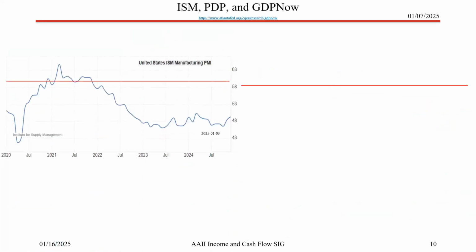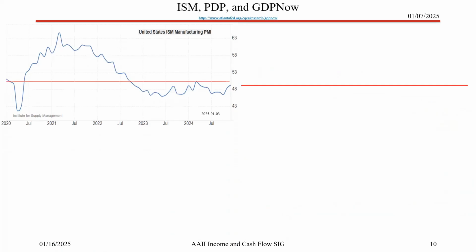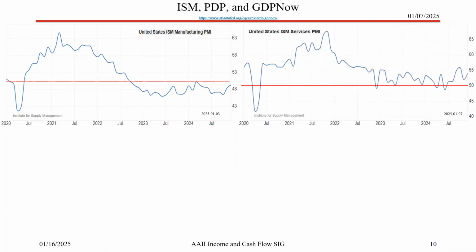Now, ISM manufacturing PMI has been below 50, which means contraction, for a long time. I think more than 2 years now. But then manufacturing is not as high a percentage of GDP as it used to be. If we look at the services PMI, economists say we are a service economy. So the service PMI showing we're still expanding.